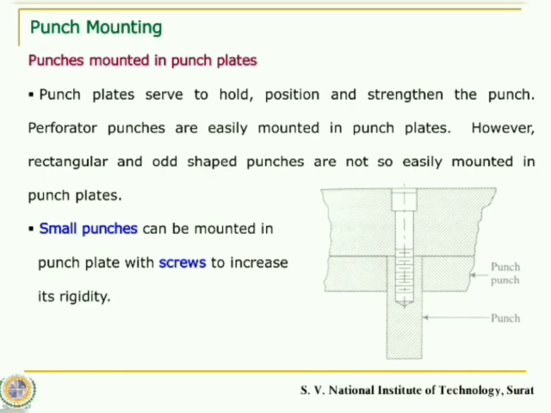There are different ways in which the punches are mounted on the die assembly. The punches are mounted in the punch plates, wherein the punch plates serve to hold position and strengthen the punch. Perforator type of punches are easily mounted in punch plates. However, rectangular and odd shaped punches are not that easily mounted on the punch plates. If the size of the punch is small, then such small punches can be mounted in the punch plate with screws to increase its rigidity.